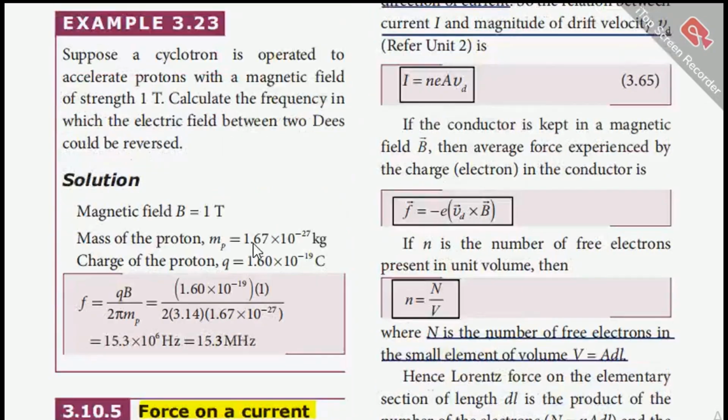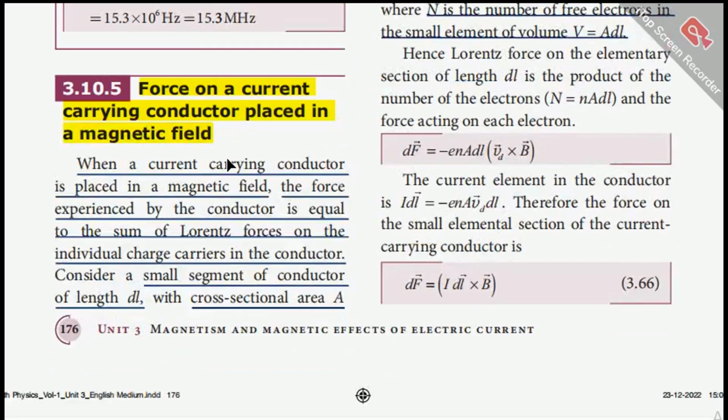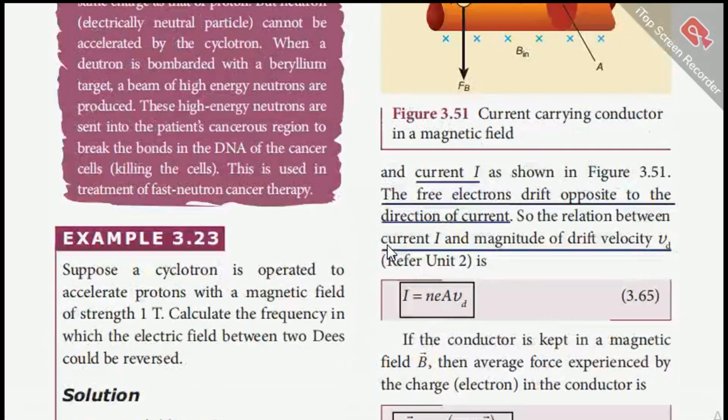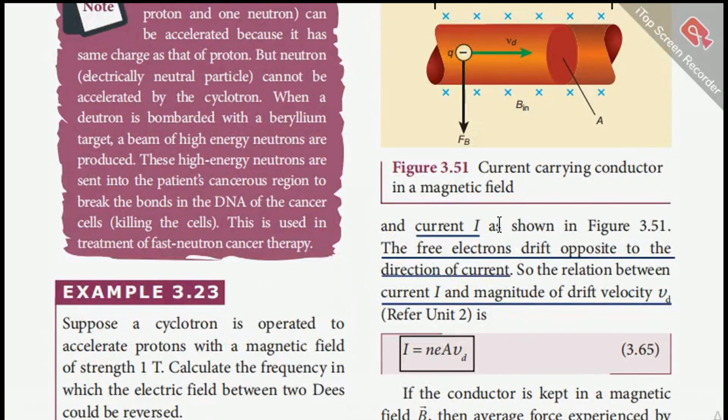Then we can study about the force acting on a current carrying conductor which is placed in a magnetic field. When a current carrying conductor is placed in a magnetic field, the force experienced by the conductor is equal to the sum of the Lorentz forces on the individual charge carriers in the conductor. Let us consider a small segment of conductor which has a length of dl and area of cross section A, and the current passing through it is I.